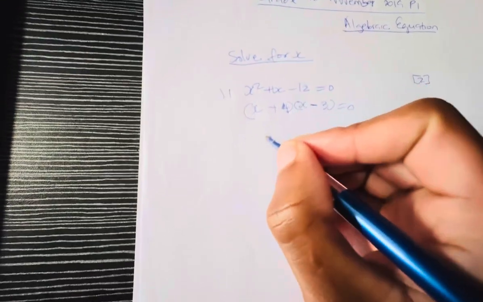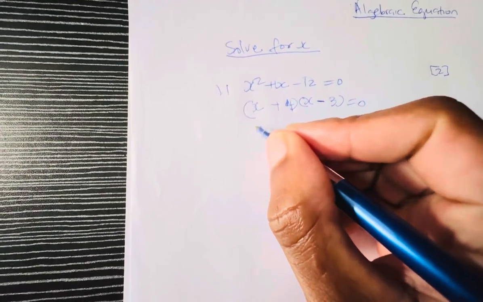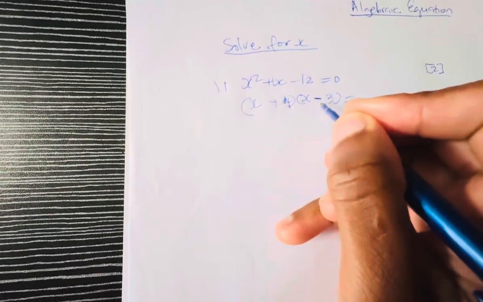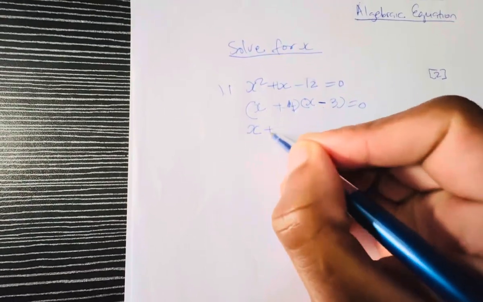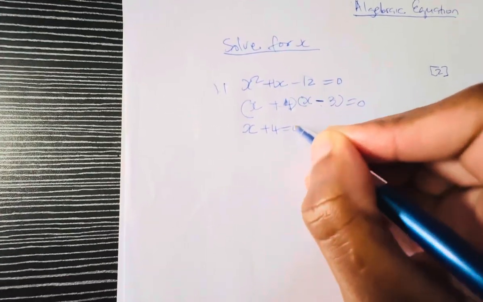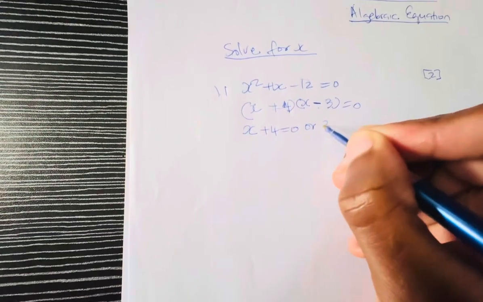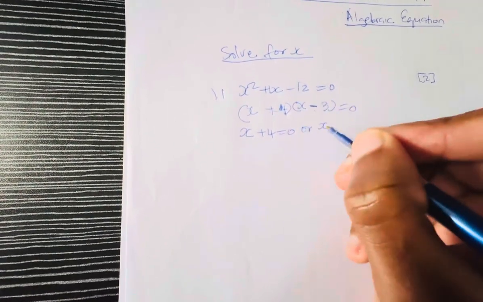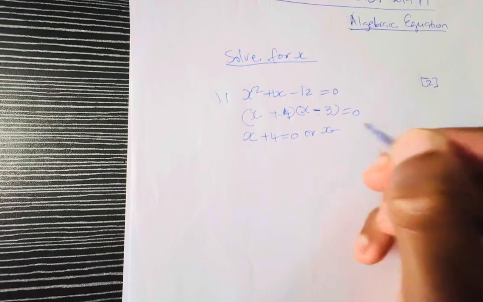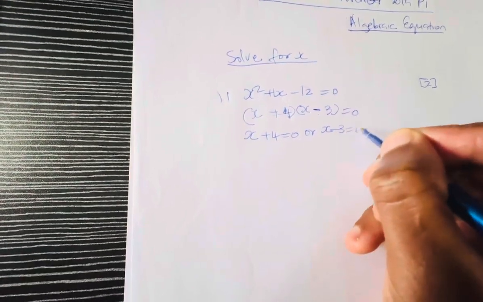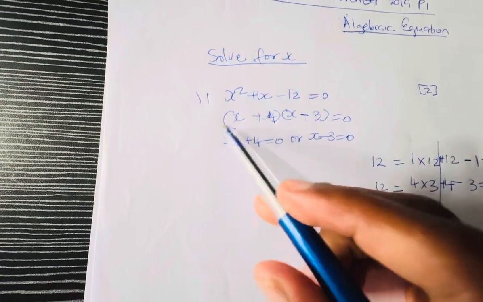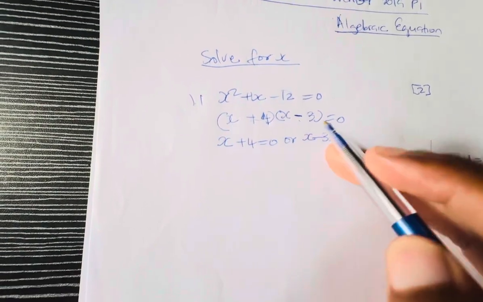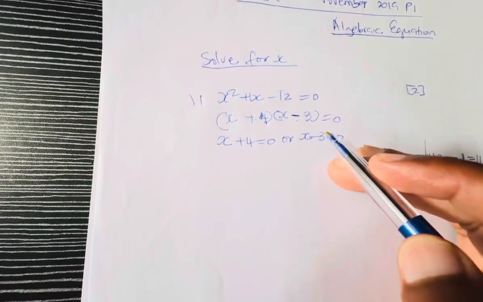Then our next step now is to equate, right? Equate these two with 0. So we have x plus 4 equals 0, or this solution will be valid when we have x minus 3 equals 0. Okay, then when you equate, you remove the brackets, right? You must have something like this.